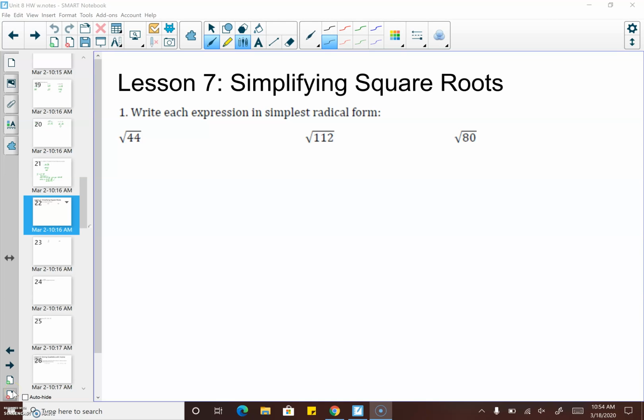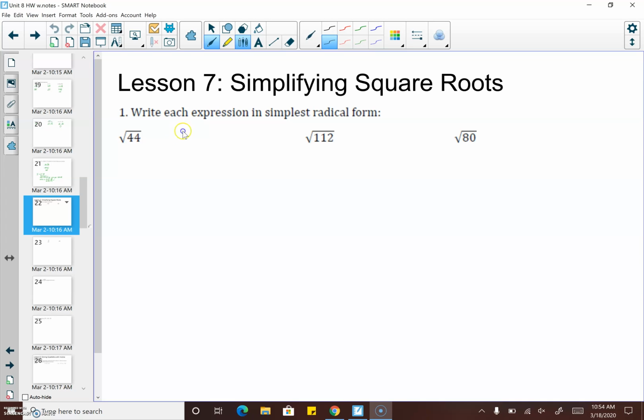In lesson 7, we're going to do our simplifying square roots. So we want to write each expression in simplest radical form. I'm not going to do this for all of them, but we're going to focus on some of the things that multiply to give us each number. We'll write all the combinations out, identify our perfect squares, and then go from there.